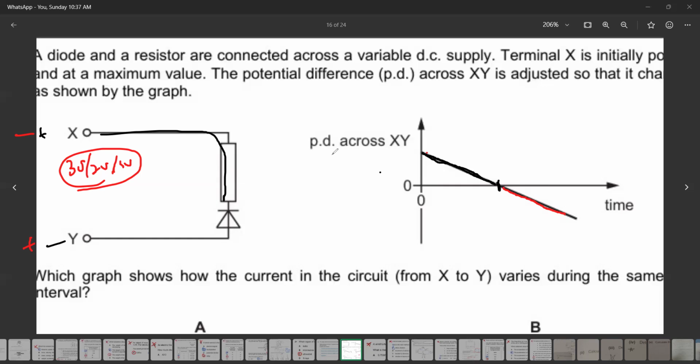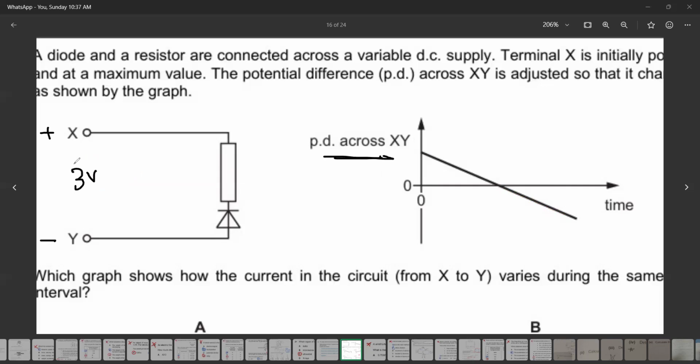This is the potential across X and Y. This is the voltage between X and Y. The voltage concept is not like X will be positive. When I say the voltage is 3 volt, it means X is positive, Y is negative, and the potential difference between X and Y is 3 volts. So first we started with 3 volt. Can a diode conduct at this voltage? No, it won't conduct.